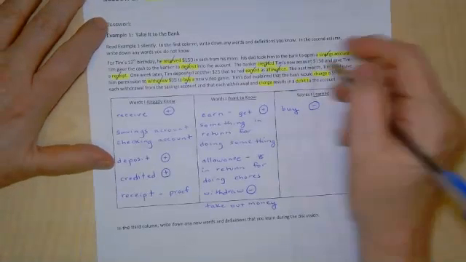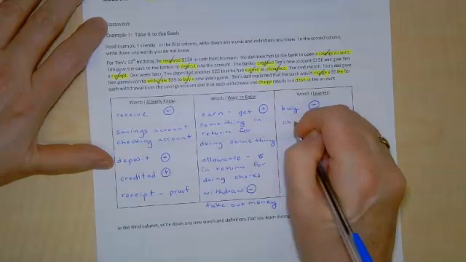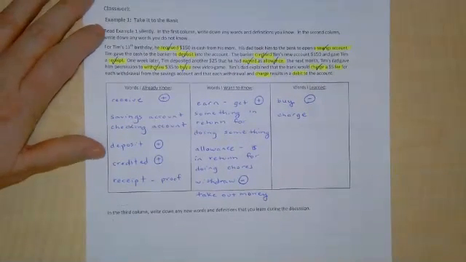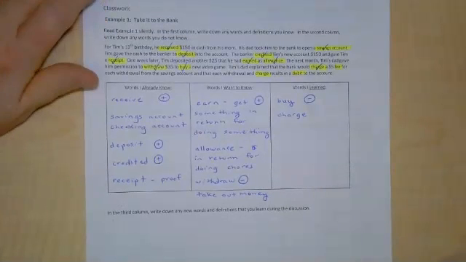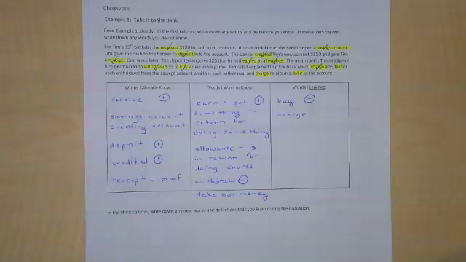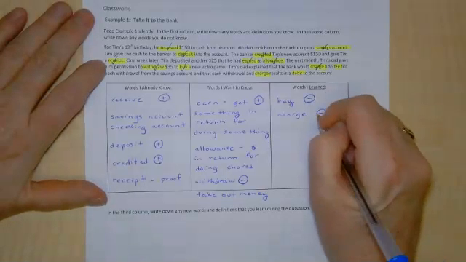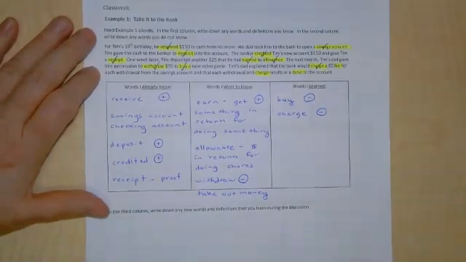What about the next word, charge? The bank will charge you a fee. Are they giving you something or taking something away? Thomas, a charge. They're taking something away, so that's a negative number. They're charging you.